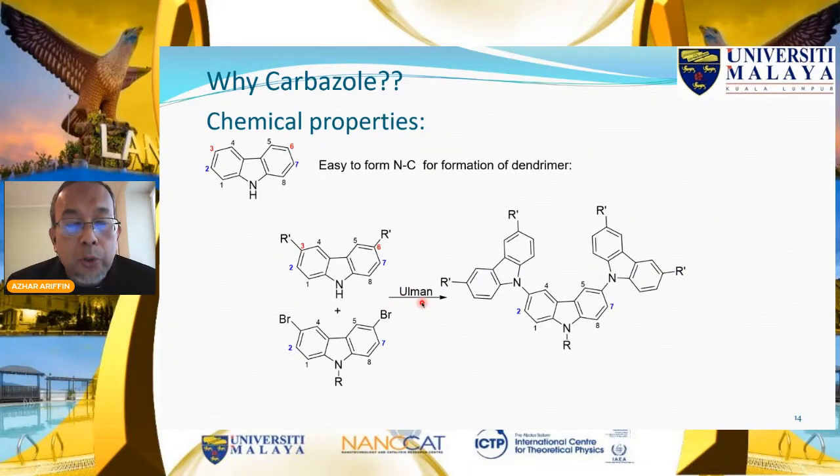If you want to use the Ullmann coupling reaction, you just use copper in the presence of copper oxide, or sometimes you can use copper iodide, but you need a high boiling point solvent, for example dichlorobenzene, because this reaction requires high temperature. For the Ullmann reaction, then you can get this dendrimer here.